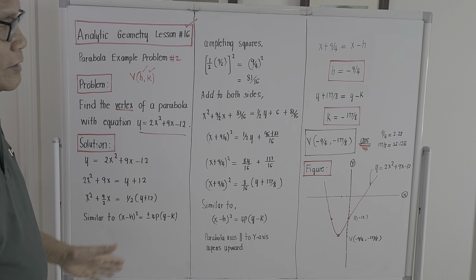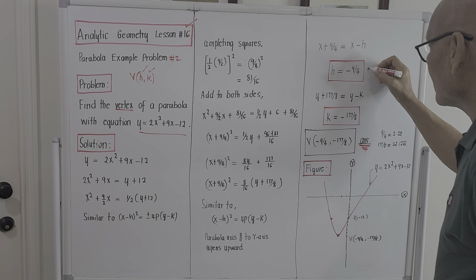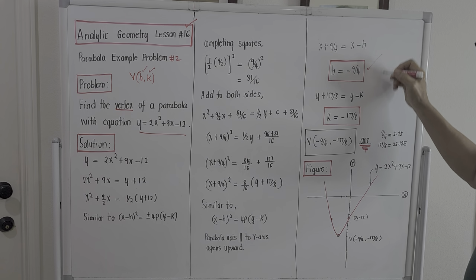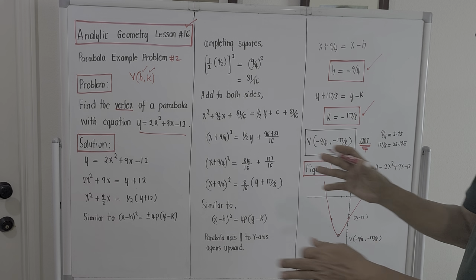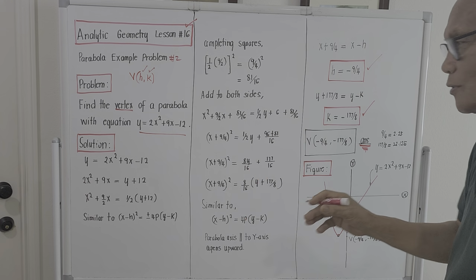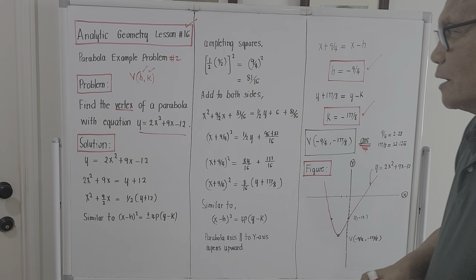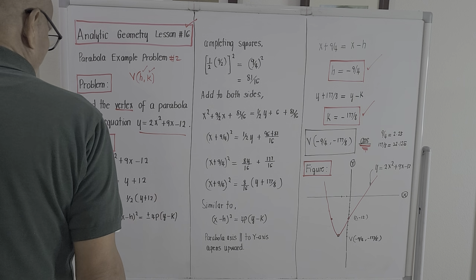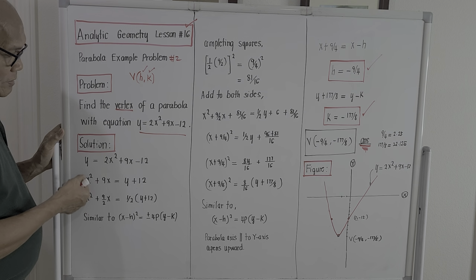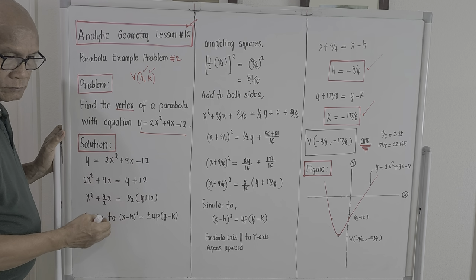Like this one here. On the last part of the solution, h is actually negative 9 over 4 and k is equal to negative 177 over 8. But we must bring out the proper solution of this one to bring out h and k. Okay, let's try to bring out the solution. Solution. We rewrite the given equation y equal to 2x squared plus 9x minus 12.